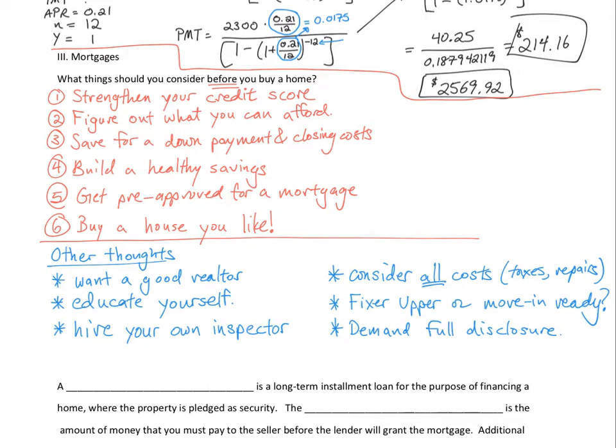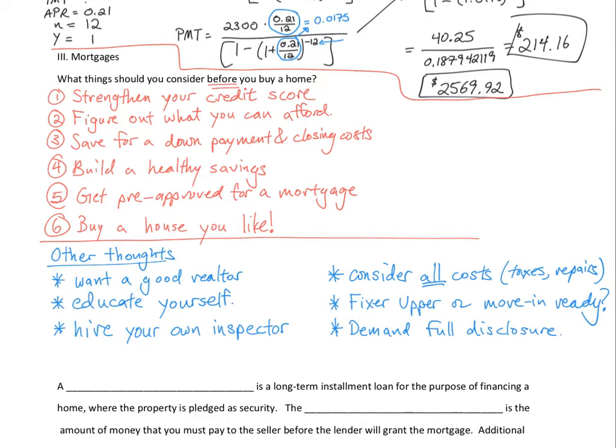You want to make sure all bills are paid on time. I don't know if you all know this, but utility bills count toward your credit score. So you want to make sure that you are paying all of your bills on time. That will help your credit score. Once you get that straightened out, you want to figure out what you can afford.